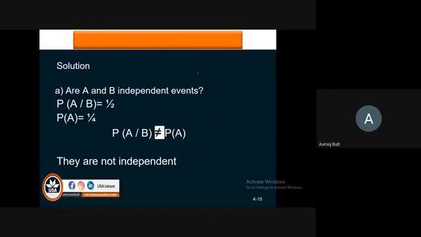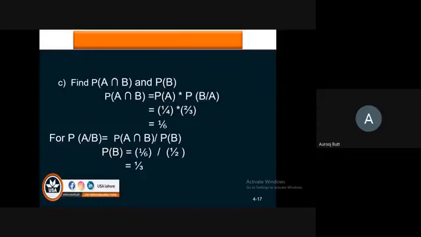So by using this formula, probability A intersection B is equal to probability of an event A, that was equal to 1 by 4, times probability B given A, that was equal to 2 by 3. You just multiply both of these probabilities and you'll get the answer 1 by 6. So this was the probability of event A intersection B.